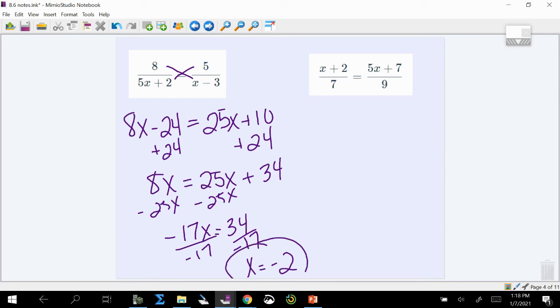Make sure that when you put in negative 2, it makes both sides equal. You also want to make sure that if you put negative 2 here or here, you would never end up with a denominator that equals 0. And again, you don't. So it's a very quick check when I talk about extraneous.